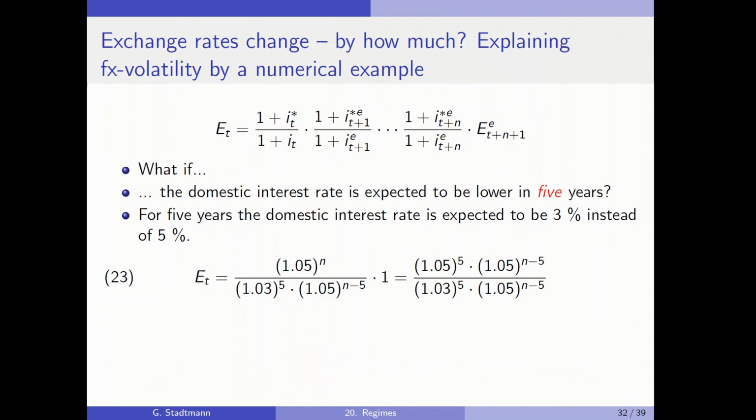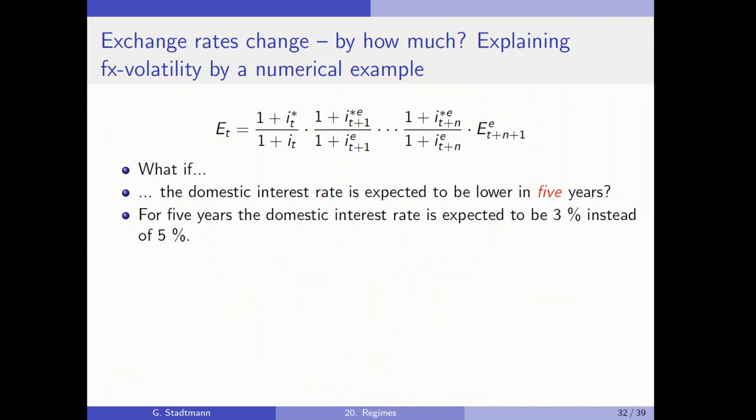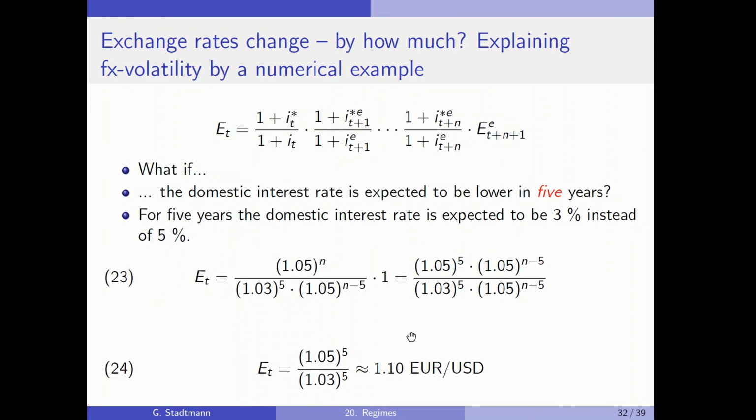So these two numerical examples highlight that it's very important that we find out for how long the domestic interest rate is expected to be lower than the foreign interest rate. In the first example, it was only in 1 year. And then, of course, the reaction of the nominal exchange rate is not that high. But when the domestic interest rate is expected to be lower in 5 years, then the effect on the nominal exchange rate is also higher compared to the previous example.